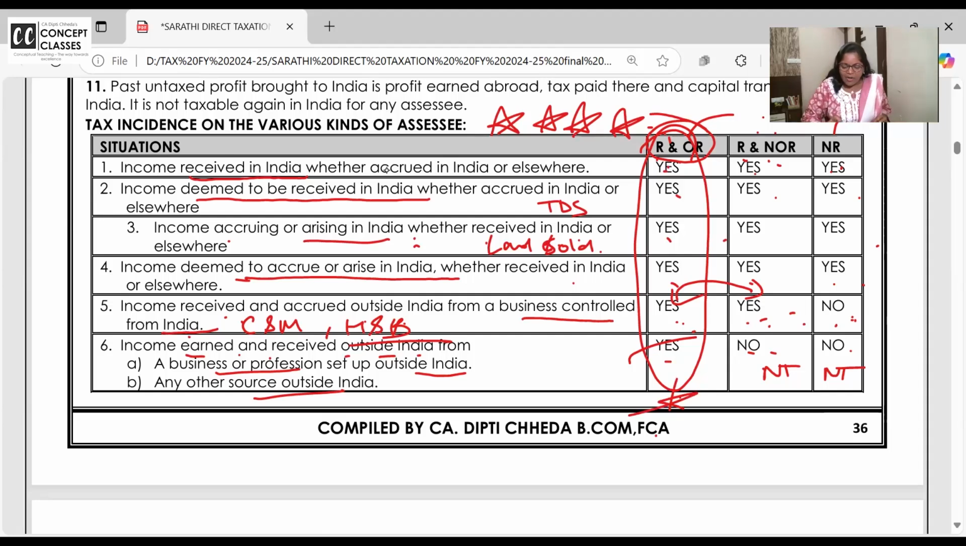I always said, the important thing which I highlight is on the pitfalls you should have. Deepti ma'am said, resident and ordinary resident, world income is taxable. Common mistake by students: in the first column, everything they write taxable, taxable. But past untaxed profit brought to India: Amrish Puri has earned in London, paid tax in London, yesterday's example, and he brought that money in India. It's a transfer of capital. So past untaxed profit when brought to India is not even taxable for resident and ordinary resident. I'm exactly making you aware.